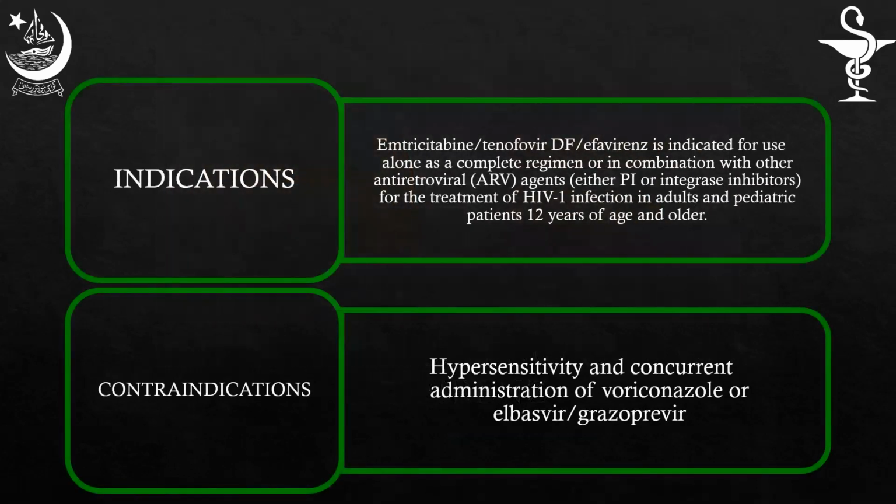What are the indications and contraindications of this drug? Emtricitabine, tenofovir, and efavirenz is indicated for use alone as a complete regimen or in combination with other antiretroviral agents, either protease inhibitors or integrase inhibitors, for the treatment of HIV-1 infection in adults and pediatric patients 12 years of age or older. These are contraindicated in hypersensitivity and with concurrent administration of voriconazole or elbasvir.